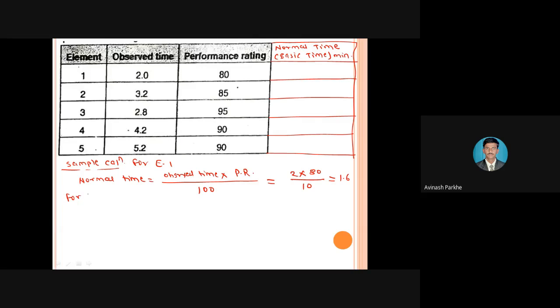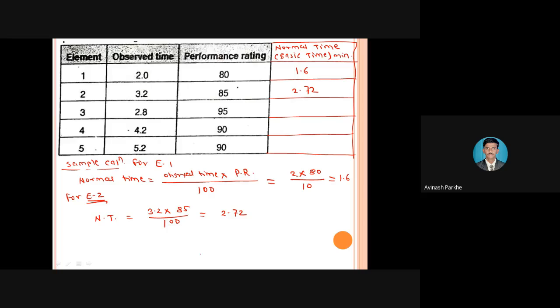Similarly, for E2, element 2, again, NT, I can write normal time is equal to, what is the observed time for the second element? 3.2 into performance rating 85 divided by 100. So what is the normal time for the second element? Yes, 2.72. Similarly, do the calculation for the remaining three elements. So for the first element, normal time is 1.6. Second, 2.72. Tell me the answer for the third.